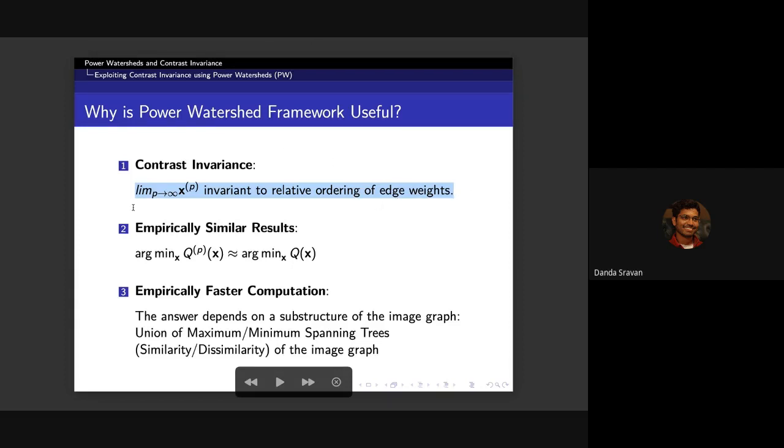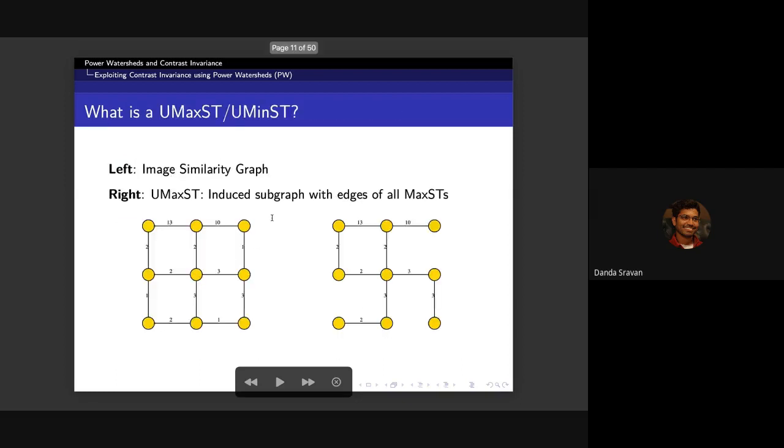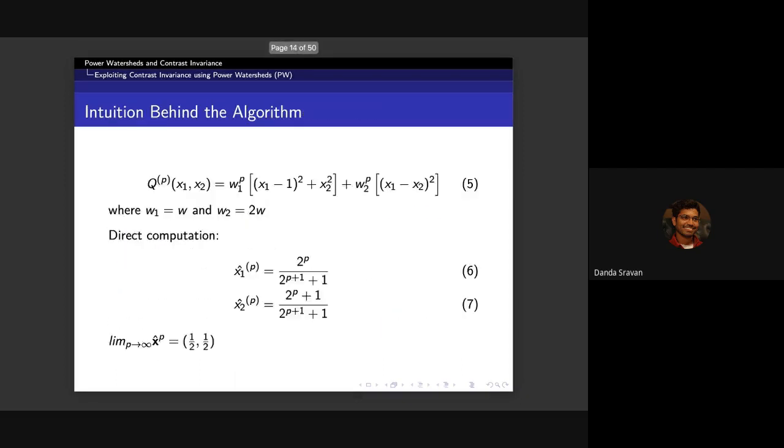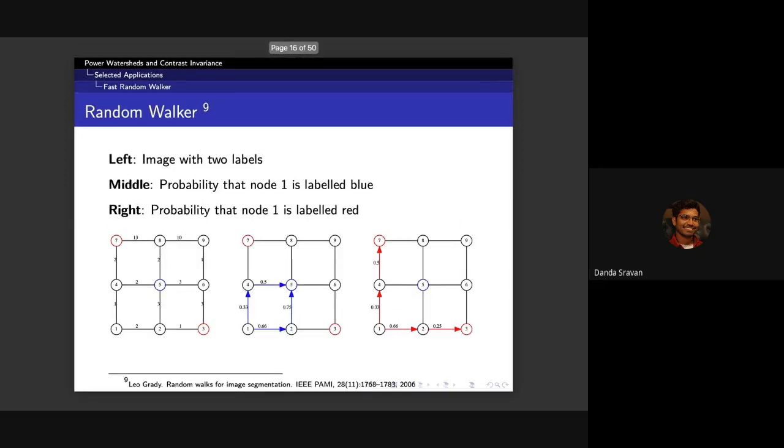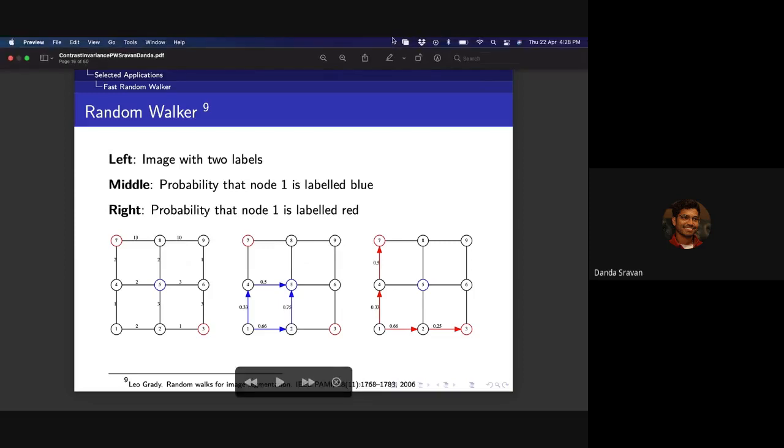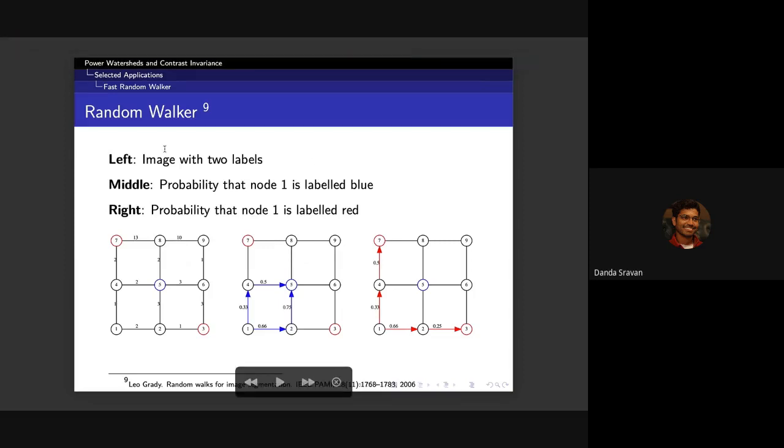So now let's have a look at some of the applications which actually show that this is quite powerful. The first of the applications is that of random walker. So this was done quite a long ago, about 10 years ago. I mean, the original paper on random walker was much older. It's in 2006. So the random walker is a very simple algorithm.